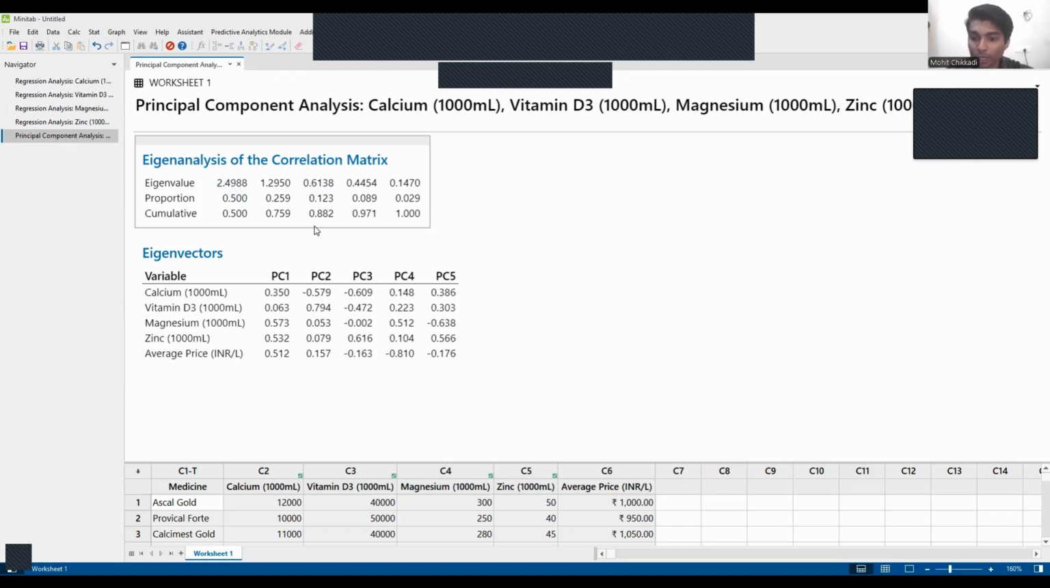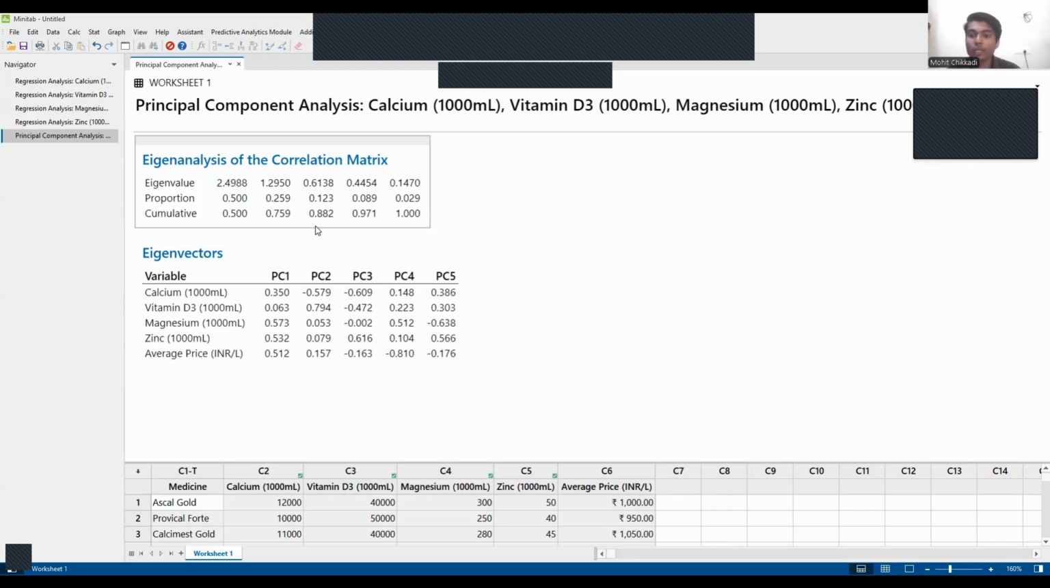Now look at PC2. Vitamin D3 has a very high positive loading, that is 0.5794, whereas calcium has a negative loading of 0.579. So medicines that score high on PC2 have higher amounts of vitamin D3 and low amounts of calcium.